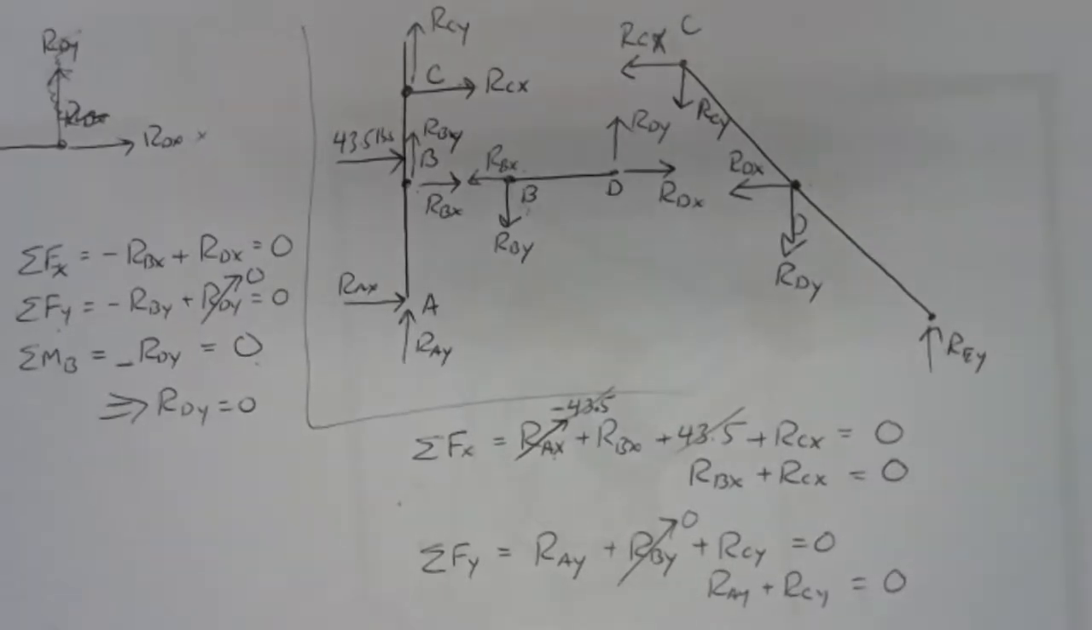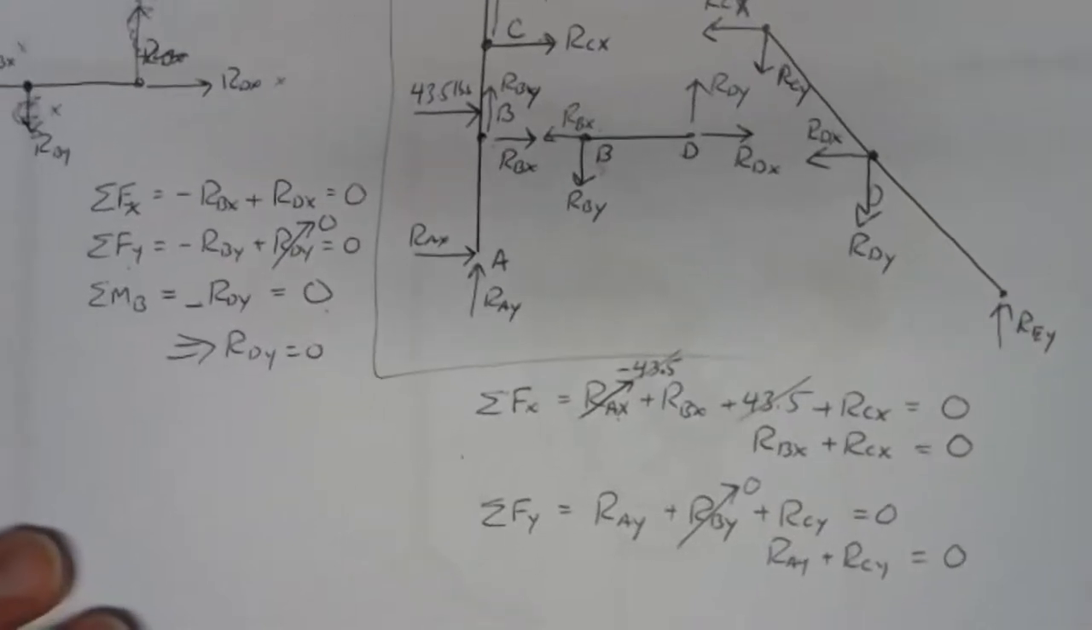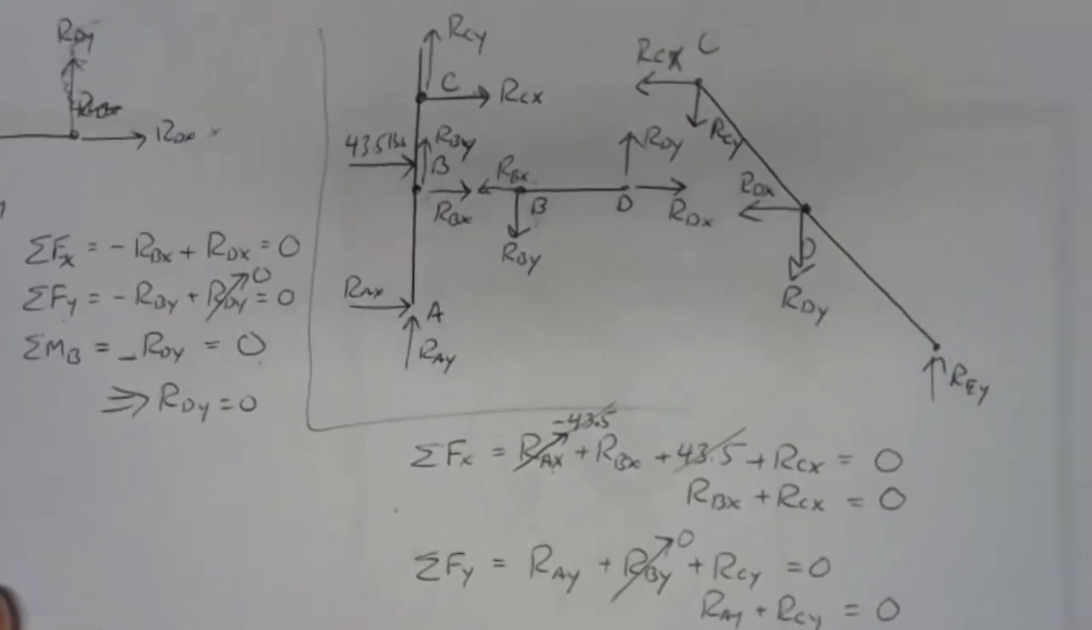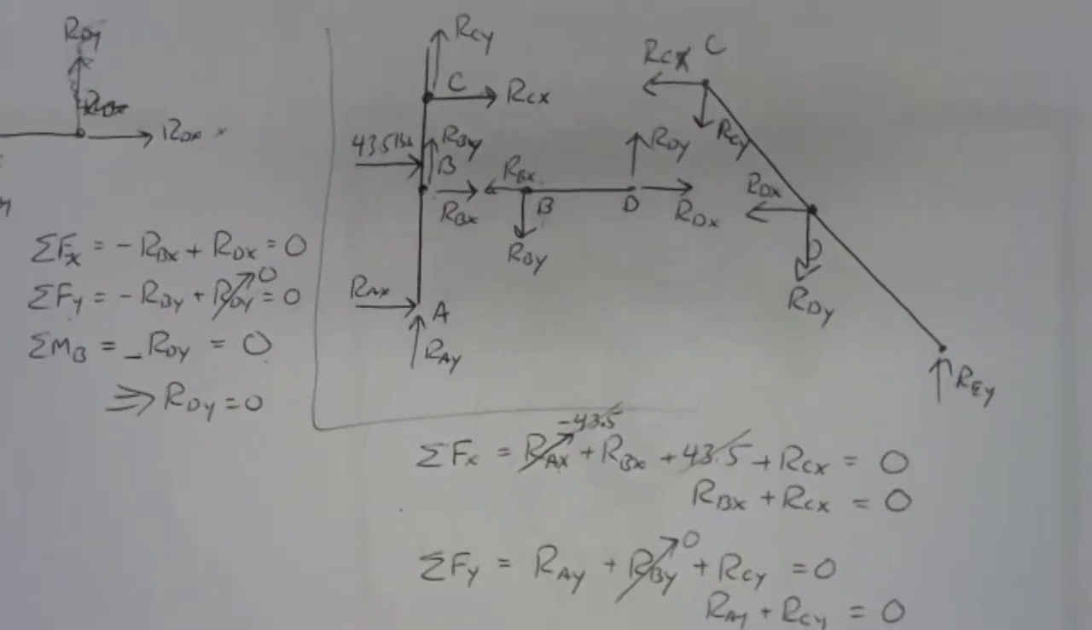And now we have the moment equation. And for the moment equation, you have some choices about how to make this work out. The same rule that we used with trusses applies here as well. You always want to pick as your pivot point where the most number of unknowns are.